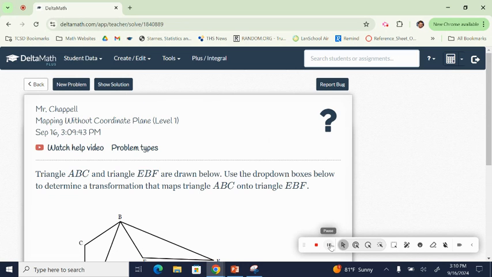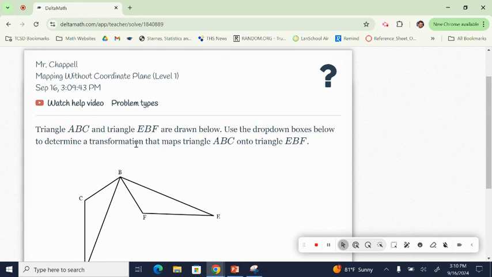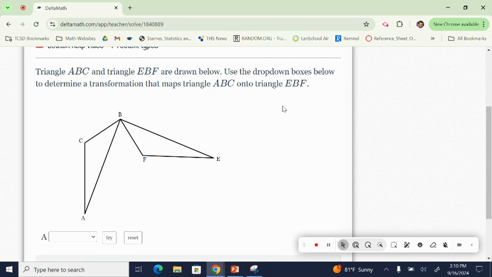The last problem you're going to see here is a mapping without coordinate plane, level 1. So it says triangle ABC and triangle EBF are drawn below. Use the drop-down box below to determine a transformation that maps ABC onto EBF. So you have three options, right? To get ABC onto EBF, should we use a flip, which is a reflection, a slide, which is a translation, or a turn, which is rotation?